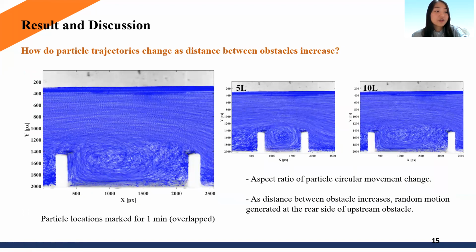When distance is further increased, new behavior is again observed, where the circular motion is leaning toward the downstream obstacle. And right behind the first obstacle, the random behavior of particle motion that was observed for short spacing is again appearing.